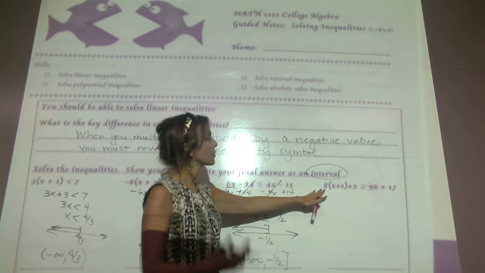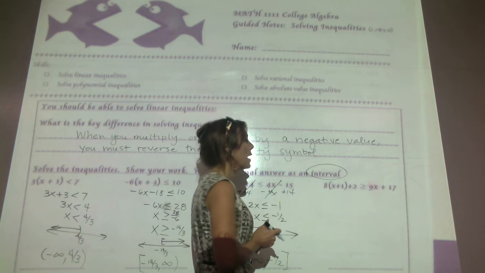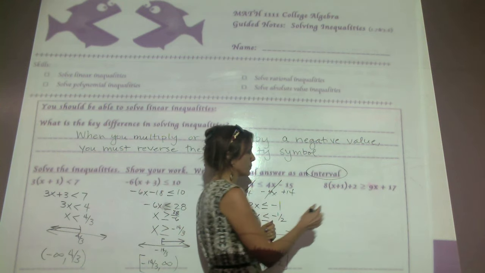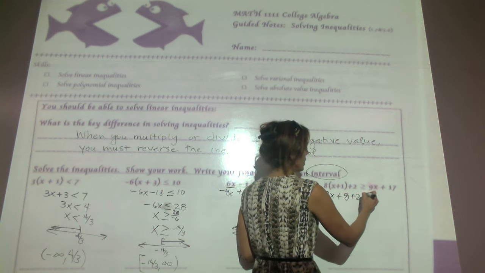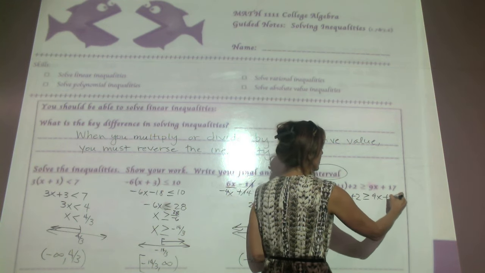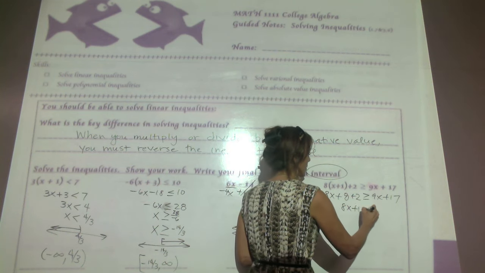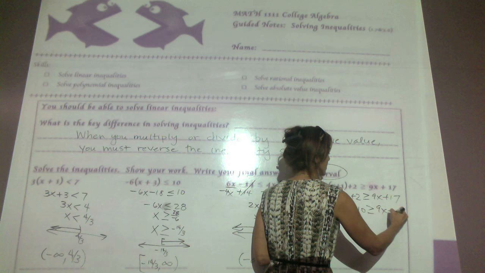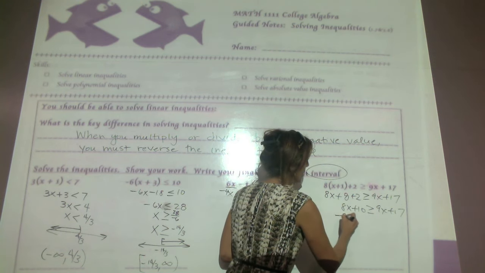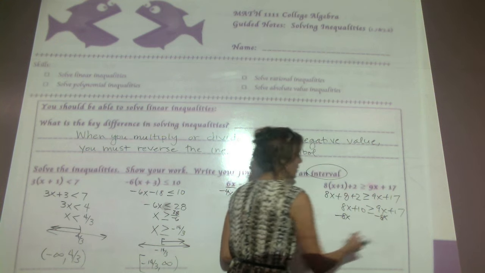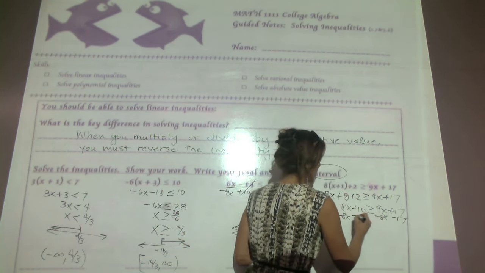Last one over here. Let's go ahead and distribute through here, and then we'll collect our like terms. We have 8x plus 8 plus 2 greater than or equal to 9x plus 17. So I have 8x plus 10 greater than or equal to 9x plus 17. Let's go ahead and get rid of our x's on the left-hand side, bring them all over to the right, and let's get rid of our constant on the right and bring it over to the left.